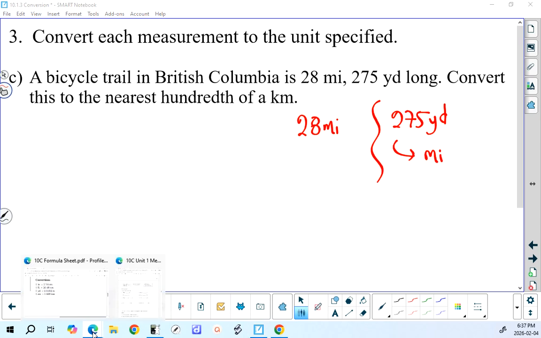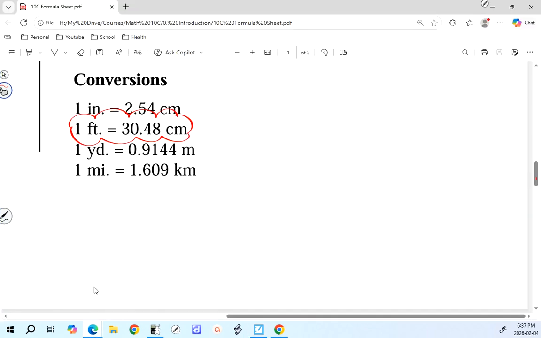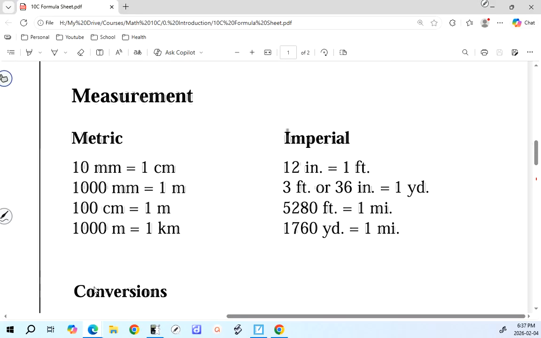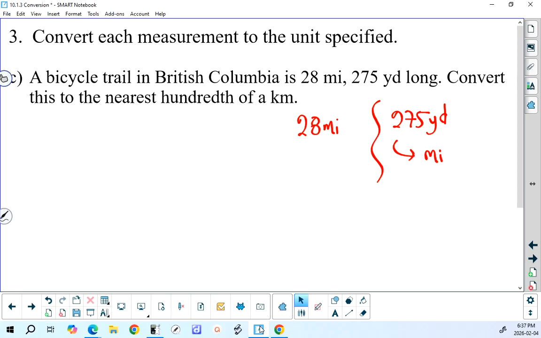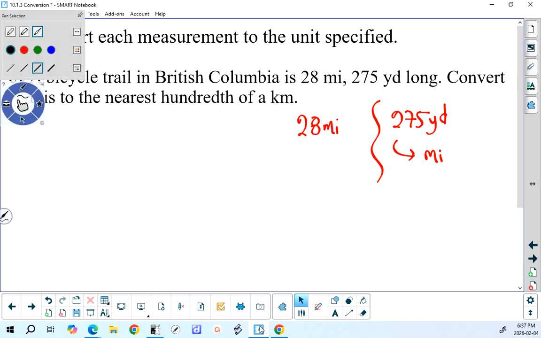So how are we going to do that? Well, yards and miles, we're not going to look at the conversions part, which is imperial and metric. We're going to look a bit to the right. I believe it's to the right on your formula sheet, and up. There it is. 1,760 yards is a mile. So you can set up a ratio here, I suppose. Imperial can be a little tricky.